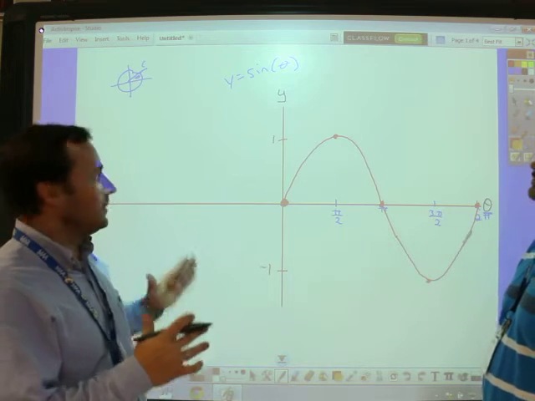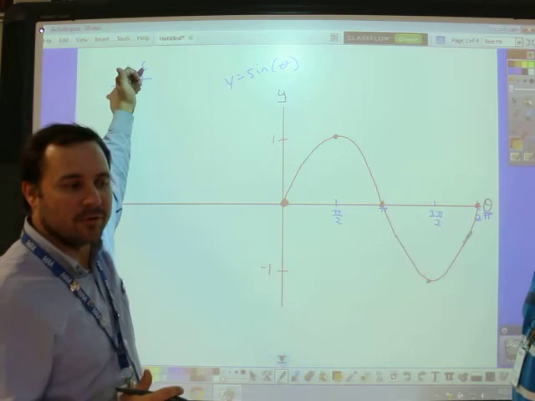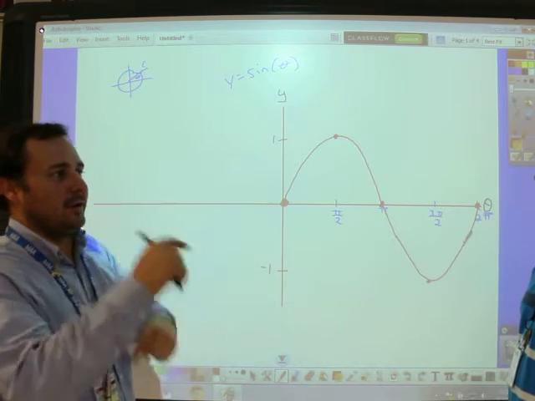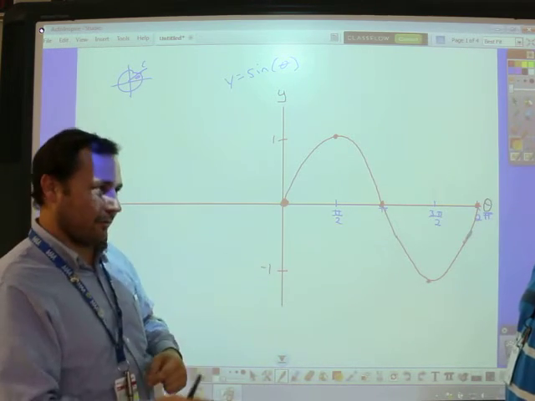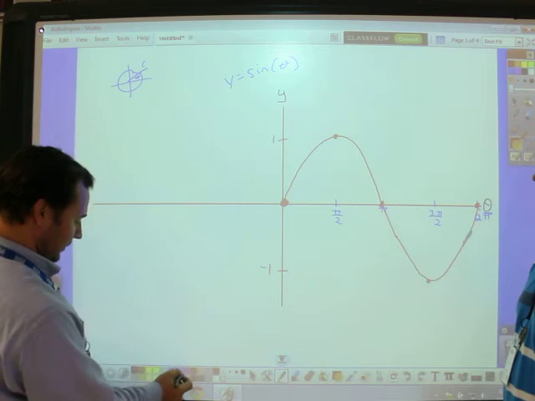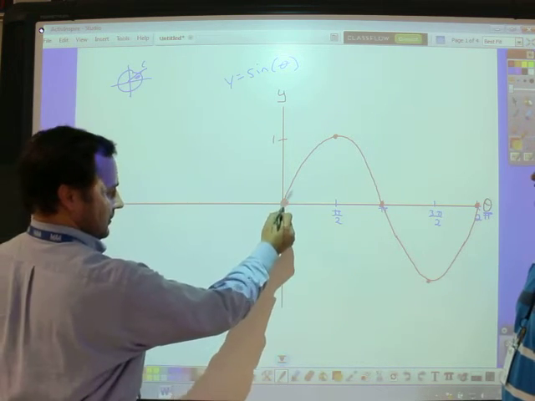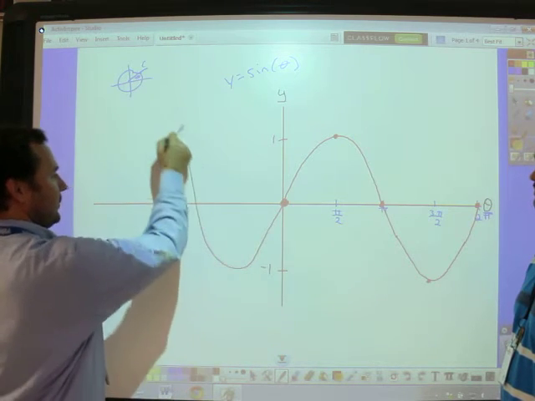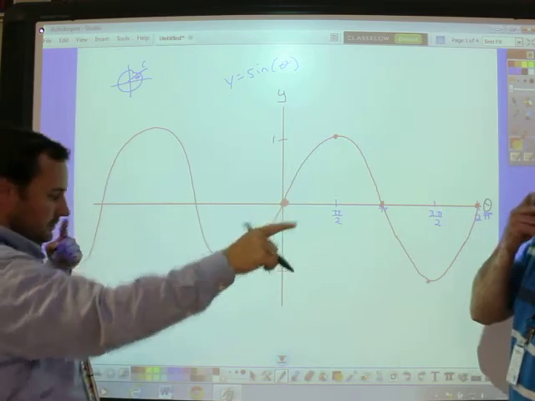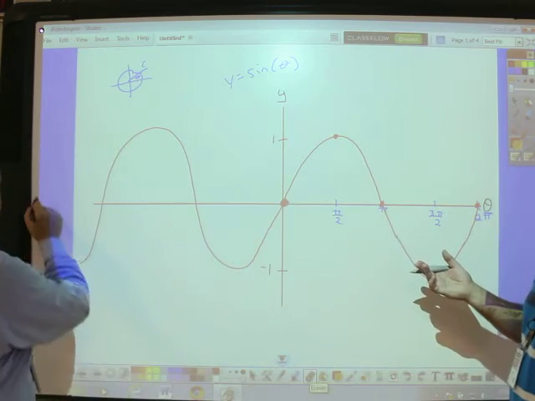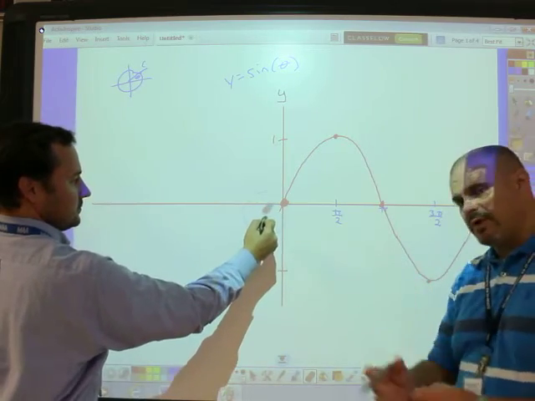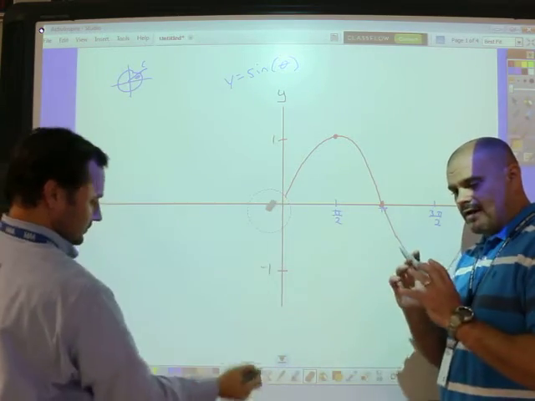Now, when we had coterminal angles, any angle has an infinite number of coterminal angles because you can keep adding 360, add another 360, add another 360, or subtract. So the sine curve, really, just goes on forever in both directions.